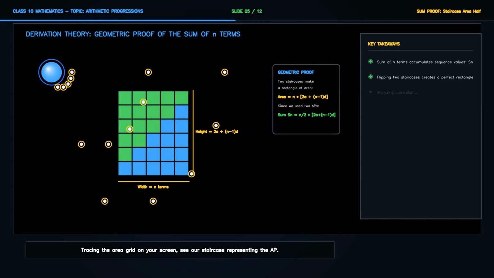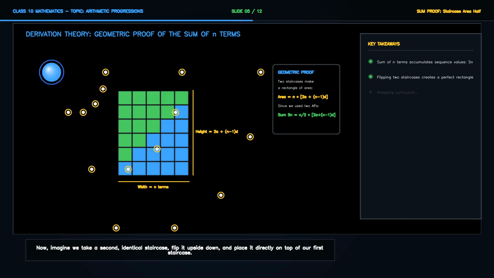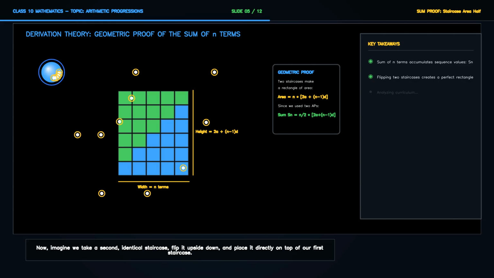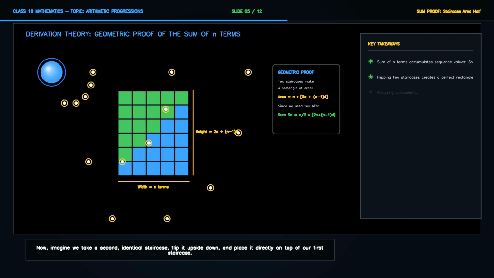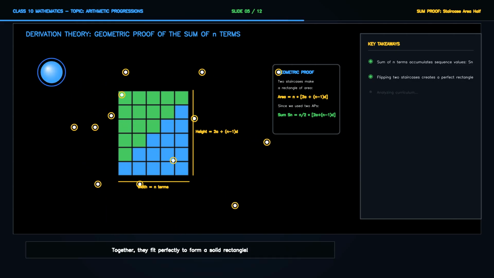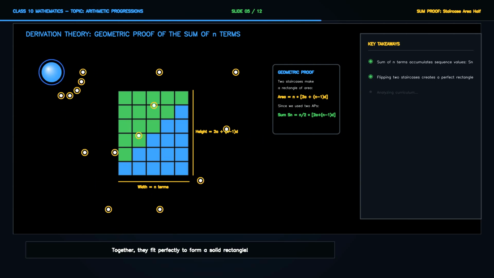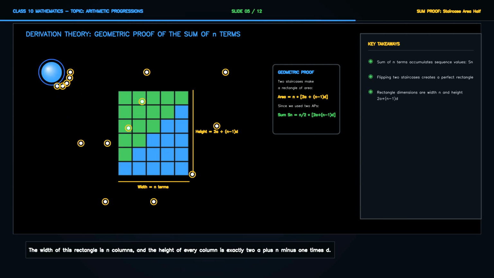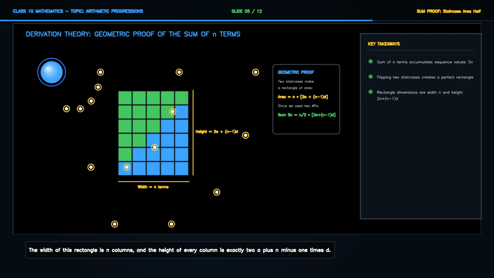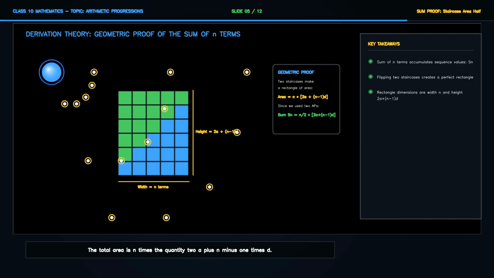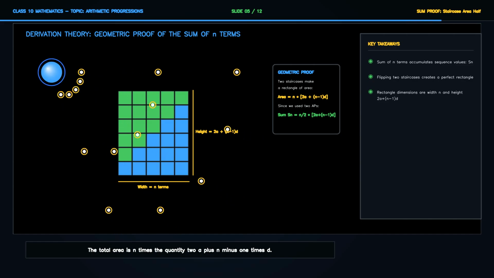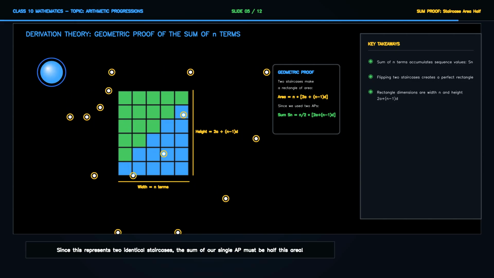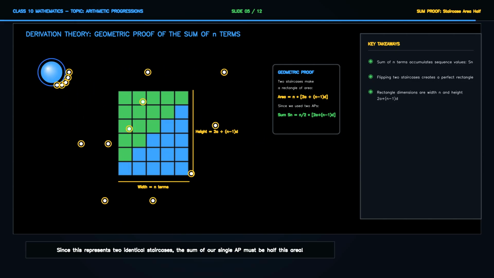Now, imagine we take a second, identical staircase, flip it upside down, and place it directly on top of our first staircase. Together, they fit perfectly to form a solid rectangle. The width of this rectangle is n columns, and the height of every column is exactly 2a plus n minus 1 times d. The total area is n times the quantity 2a plus n minus 1 times d. Since this represents 2 identical staircases, the sum of our single AP must be half this area.